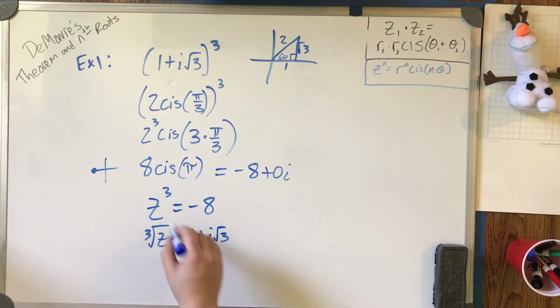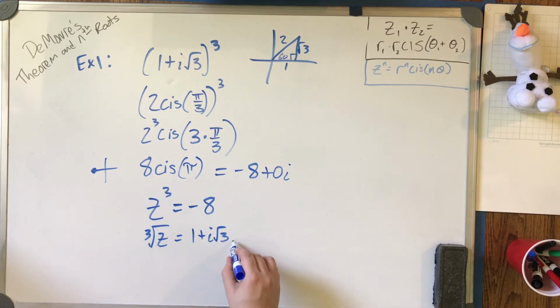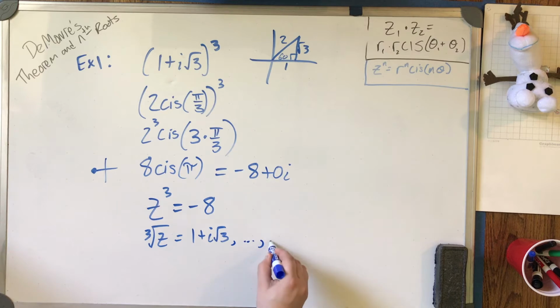But we know from the fundamental theorem of algebra that something raised to the third power actually has 3 different answers. So what are the other 2 answers? And that's the second half of today's lesson that we'll be trying to figure out.